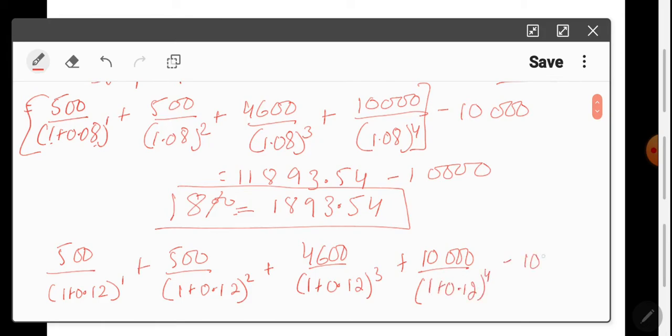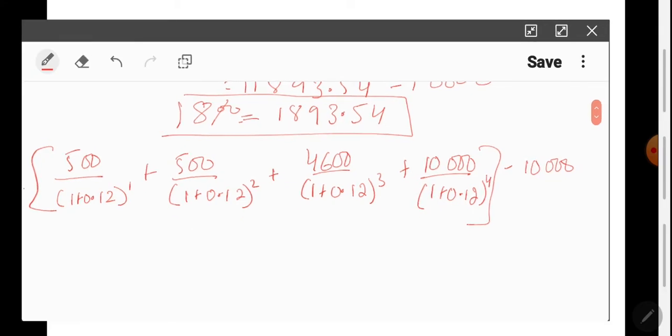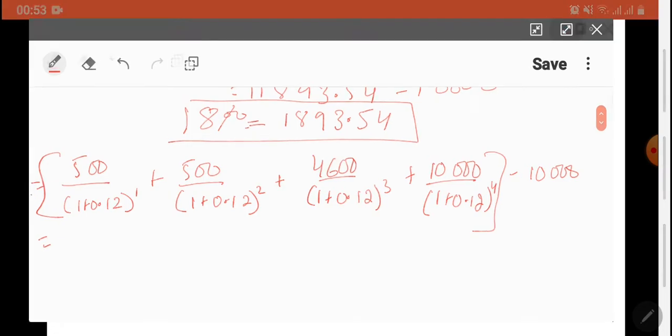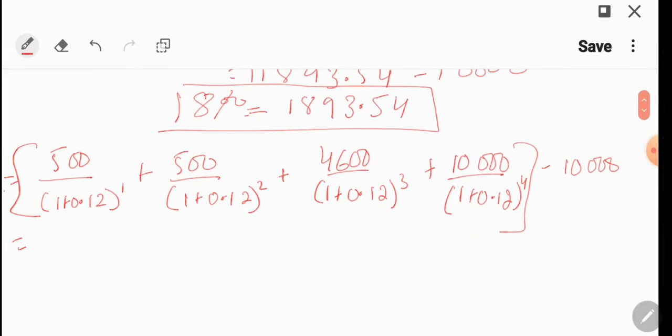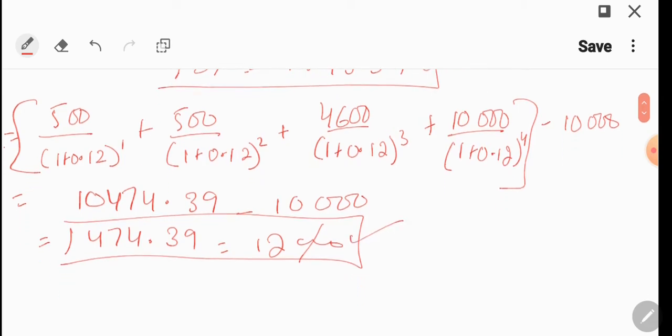Power 4 minus 10,000. So over here, the present value of inflows is coming out to be 10,474.39, and subtract 10,000 from this. So you get 474.39. So at the 12% rate, this is your NPV. At 8% we got this and at 12% we got this. Now we can use the approximation formula.